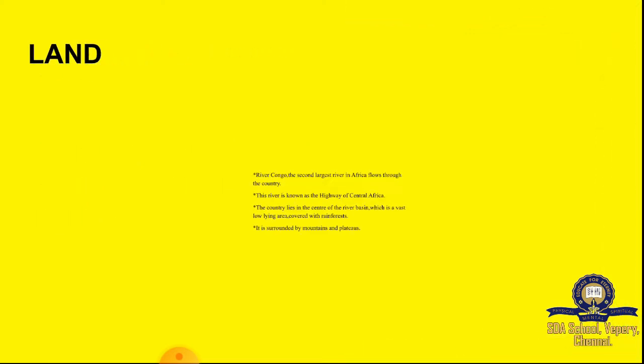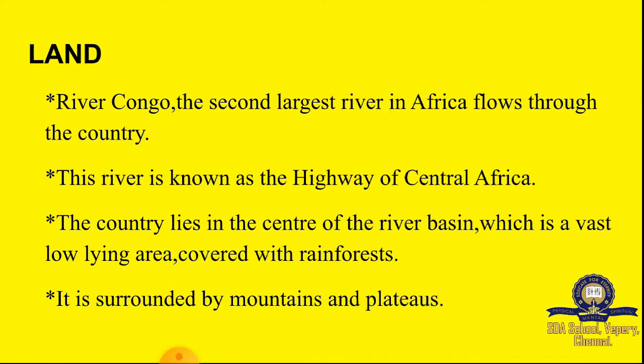Next is land. River Congo is the second largest river in Africa, flowing through the country. This river is known as the Highway of Central Africa. The country lies in the center of the river basin, which is a vast low-lying area covered with rainforest. It is surrounded by mountains and plateaus.